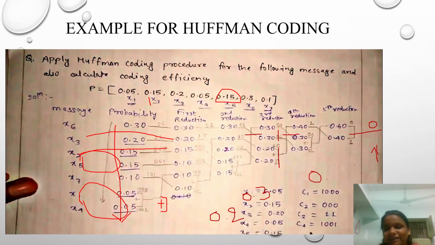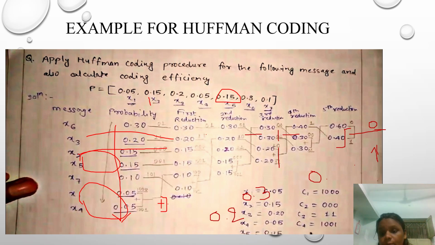After assigning like this, we need to compare where this code is coming from. As we know, 0.6 comes from 0.3 plus 0.3, so here the code word is 0. So we need to keep 0, and 0.4 comes from 1, so here the code word is 1. So we are keeping this 1 here.